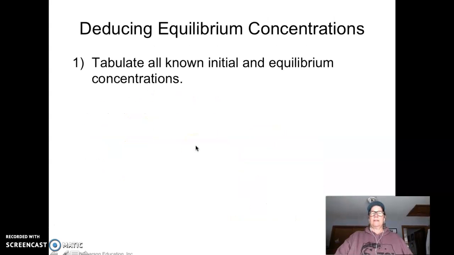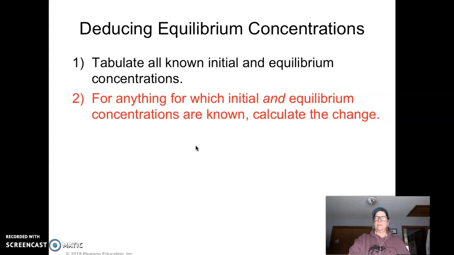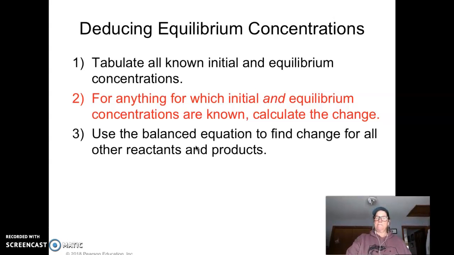So when we're trying to figure out equilibrium, we're going to use something called a RICE table. RICE stands for reactant, initial, your concentration initially, your change in concentration, and what your concentration is at equilibrium. You're going to tabulate all that: the initial, the change, and the equilibrium. For anything for which initial and equilibrium concentrations are known, you put them in the chart, and then you use them to calculate the change.